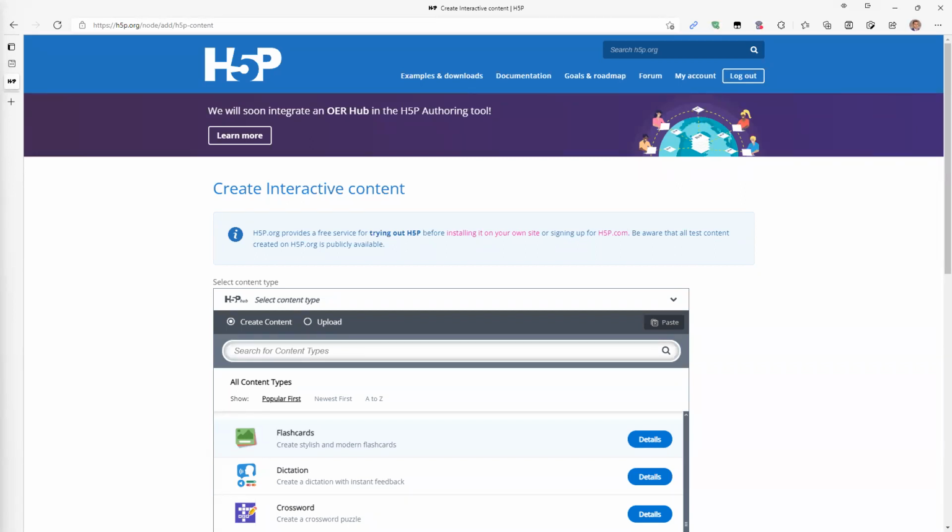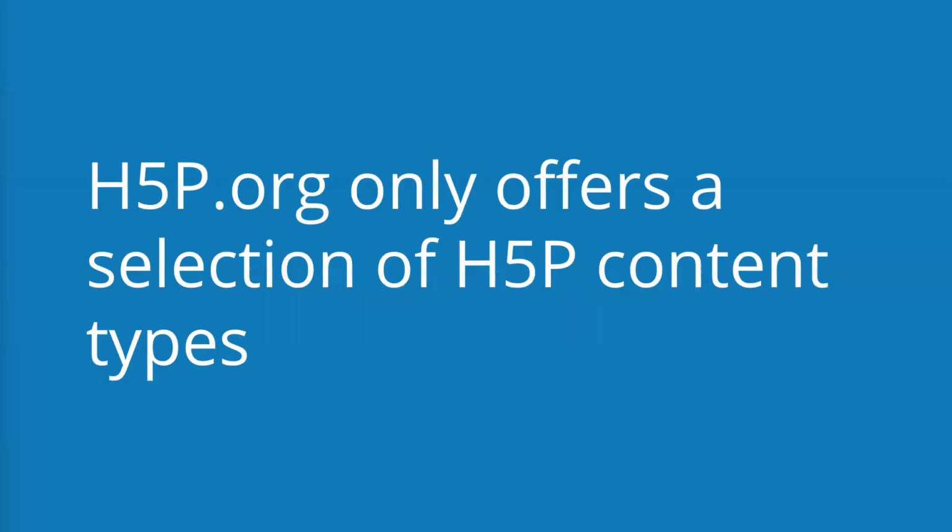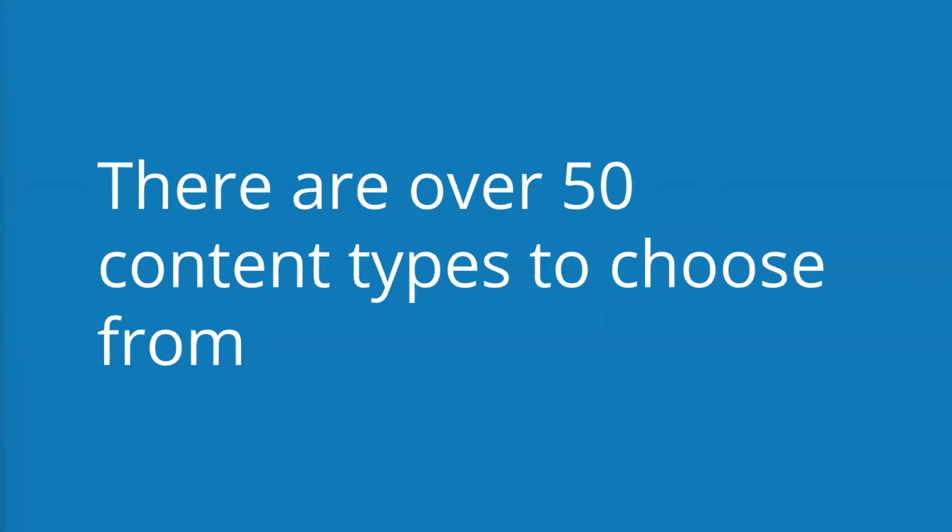This is the landing page of h5p.org, where we have what they call content types. We can discuss later about that. And H5P offers a selection of H5P content. There are over 50 content types to choose from.